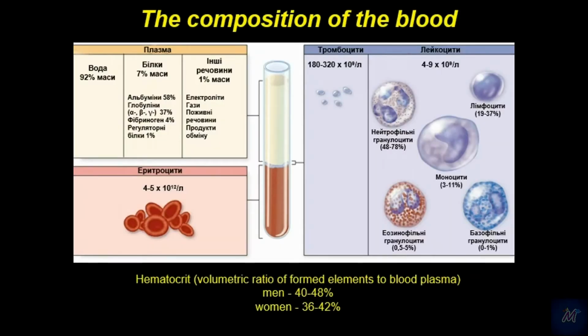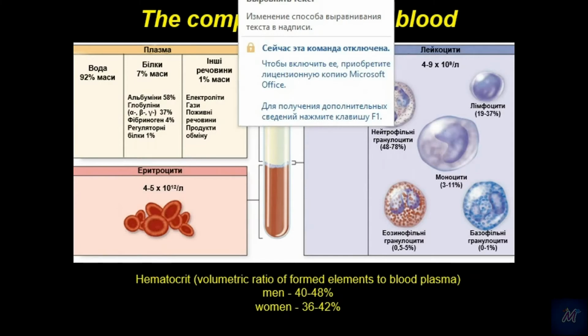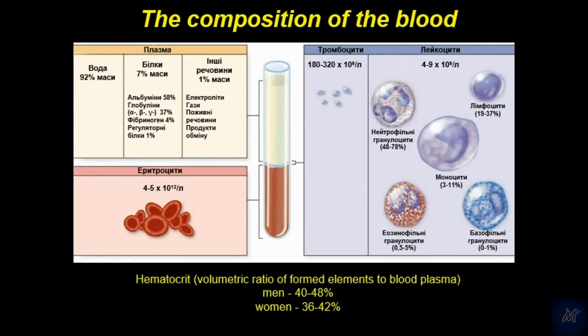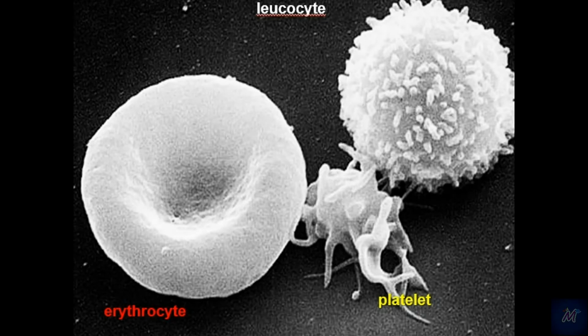The components of the blood are the formed elements, like cellular elements, which constitute about 40 to 45% of the total volume of the blood. On average in men 40 to 48%, in women 36 to 42%. It's the percentage of formed elements of the blood to the plasma. This percentage of formed elements of the blood is named hematocrit. And the formed elements of the blood are erythrocytes, leukocytes, and platelets.